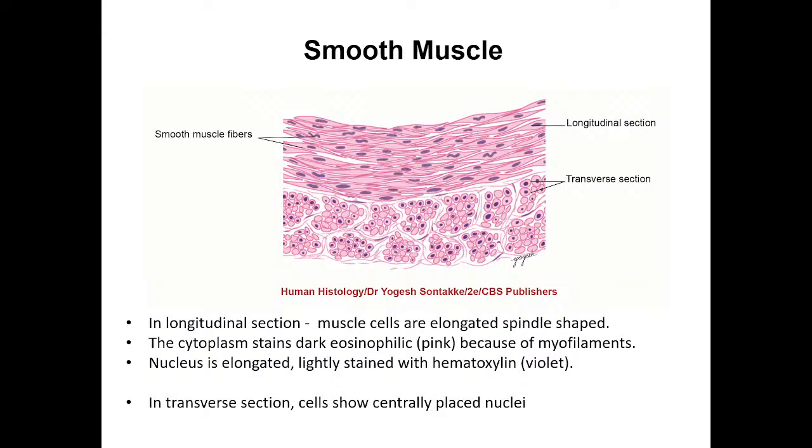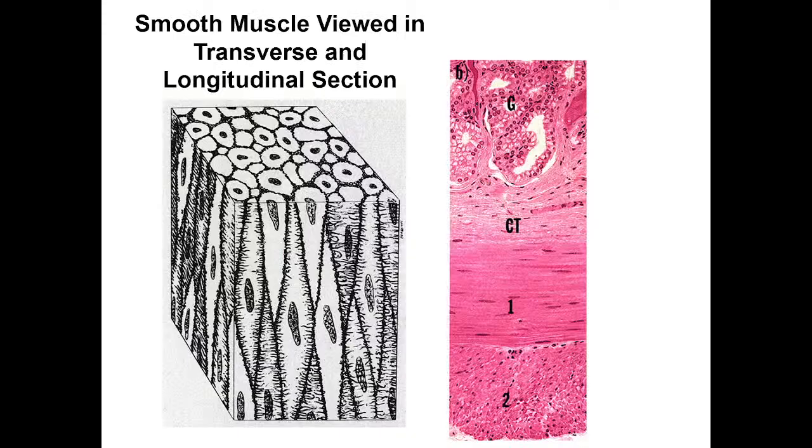So, in longitudinal section we can see elongated spindle-shaped cells. The cytoplasm is eosinophilic and dark because of the myofilaments which are present, and the nucleus is elongated and lightly stained. Okay. And that will be present in the center, and here in the transverse section we see the centrally placed nuclei. Any specific feature, we cannot see.